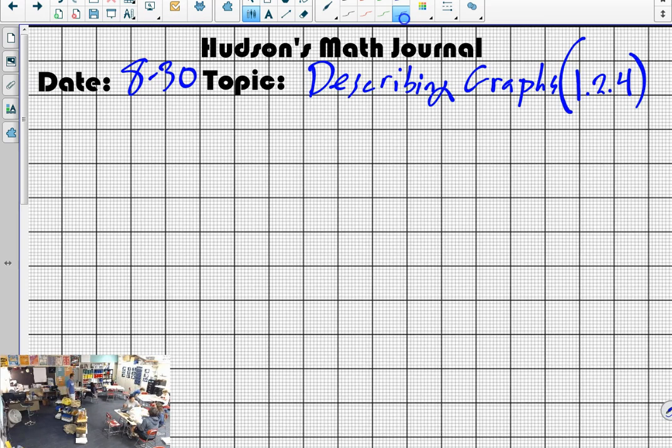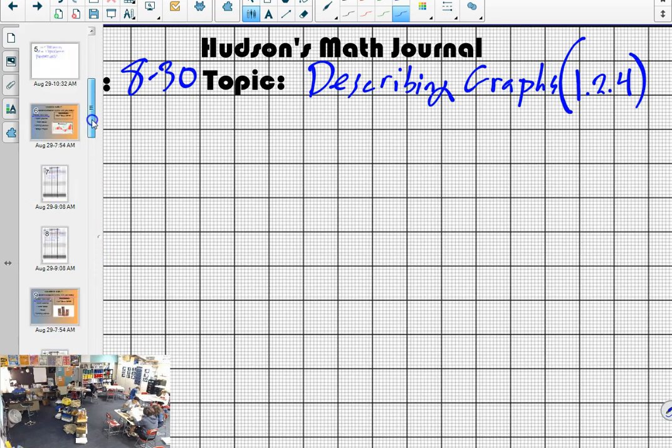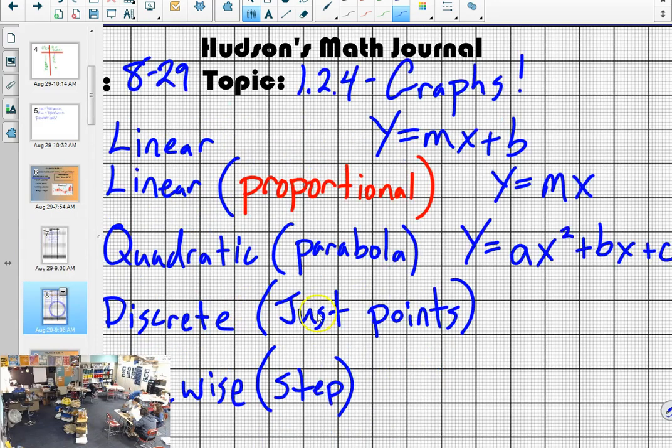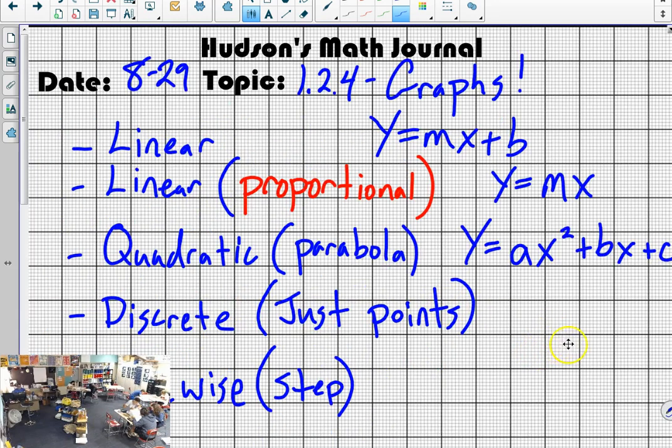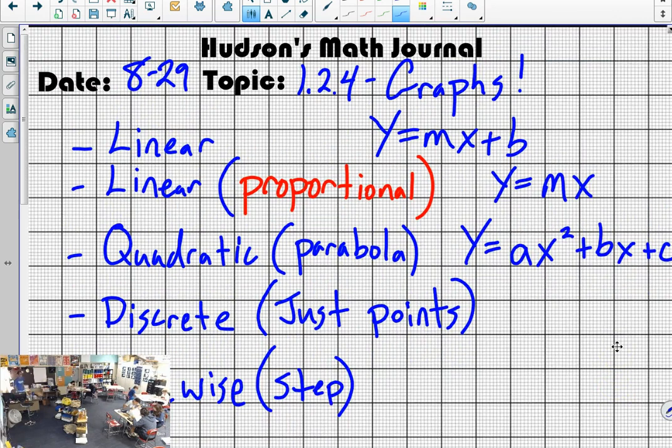Alright, so remember back to yesterday, and you can look in your notebook. You don't need to talk right now, but these notes are going to be a rolling notes document, which is nice because then I can go back to previous days. So yesterday when we were talking about describing graphs, these are some of the words that we were talking about, right? Is it proportional? Is it linear? Is it quadratic? Is it step? Is it discrete? Is it continuous? All those different things.